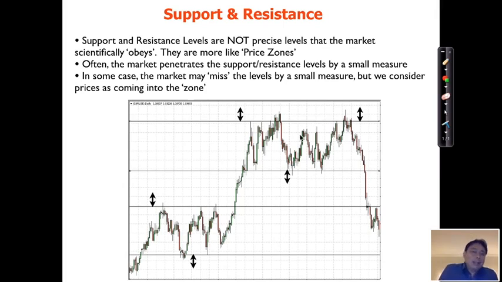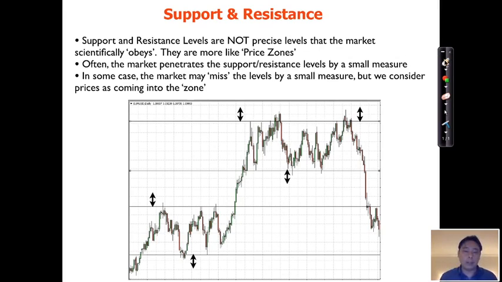Now, the other thing to understand is that support and resistance levels are not precise levels that the market must scientifically obey. It's not like a brick wall where the price goes to the exact price and boom, goes back down. It's kind of like a fence. The price hits the fence and the fence goes boom. So you've got to give a bit of buffer. It's more like a zone than a line. So we call them price zones or levels rather than lines. Oftentimes the market penetrates the support or resistance levels by a small measure, so you've got to give a buffer.